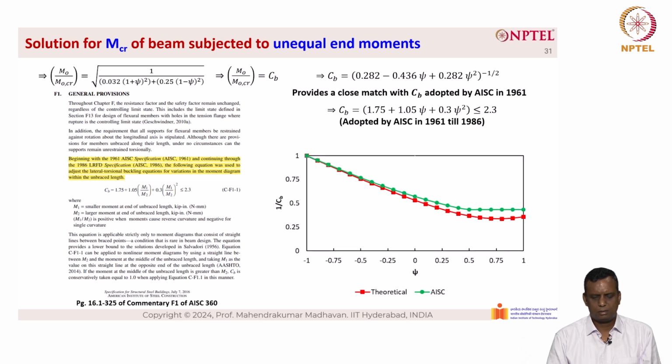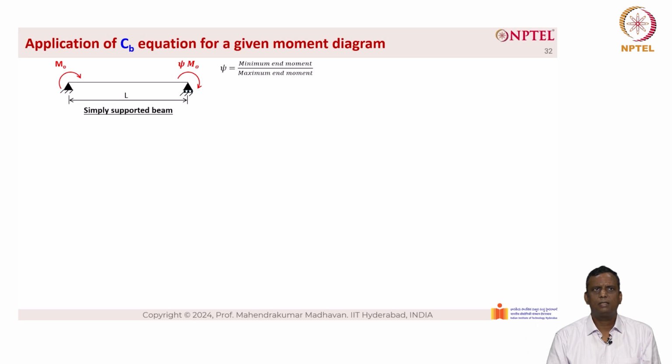So when we plot 1 by C sub B with respect to psi, we get two curves. The one with green color is the AISC and the one with red color is the theoretical value that we have derived from the equations. So it is a very close match. Note the above equation is applicable only to moment diagrams that consist of straight lines alone. So this is an assumption that has been made in the derivation of C sub B, so that has to be taken into consideration. Now let us look at the application of C sub B for a given moment diagram.